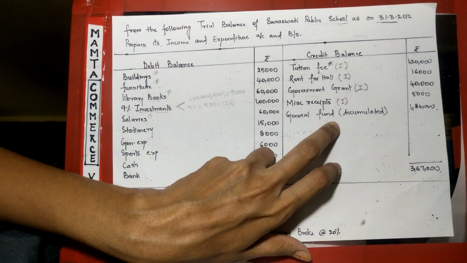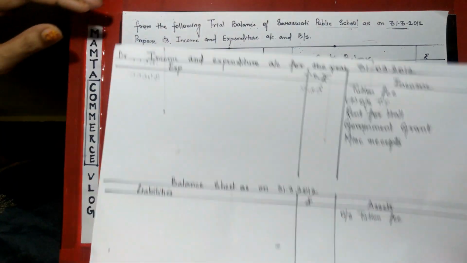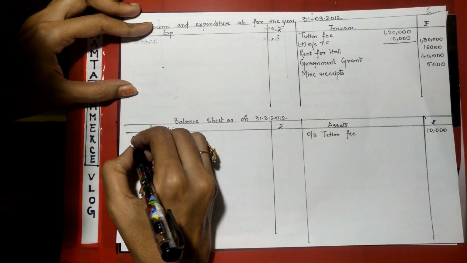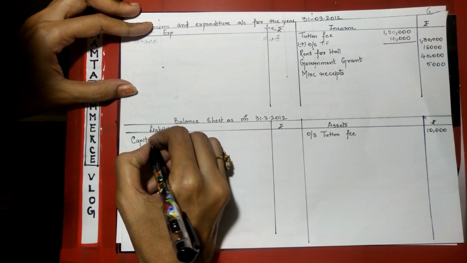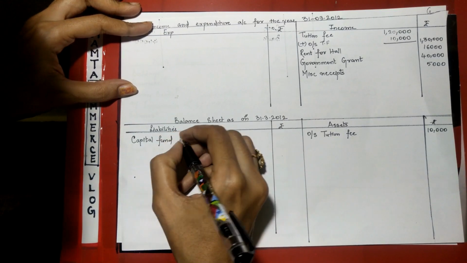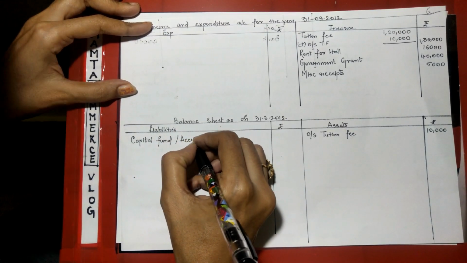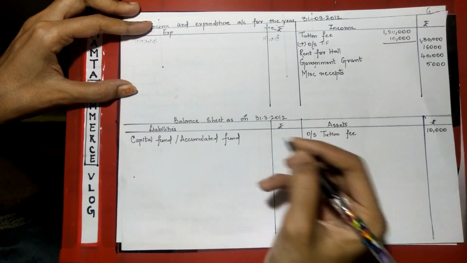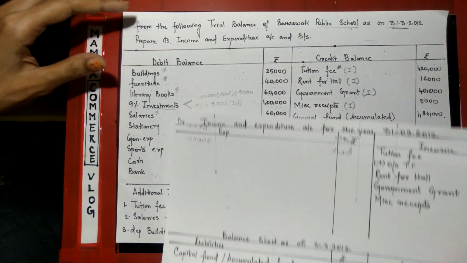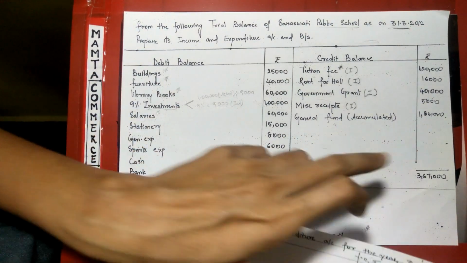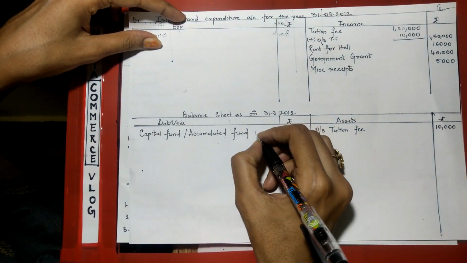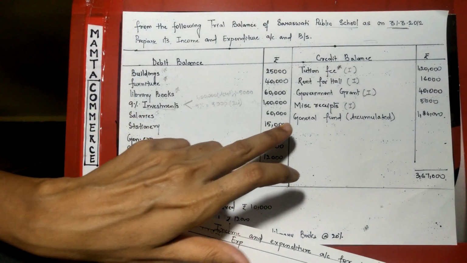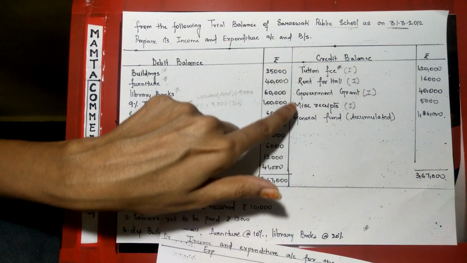Next point is general fund. General fund is nothing but the capital fund. So capital fund is to be written on the liability side. So here I will write capital fund or accumulated fund, and the amount of general fund, accumulated fund or capital fund is 1,86,000. Next we have covered all the points.